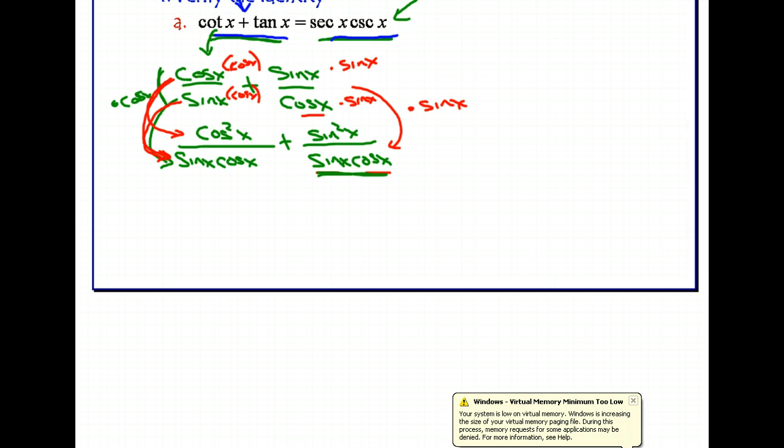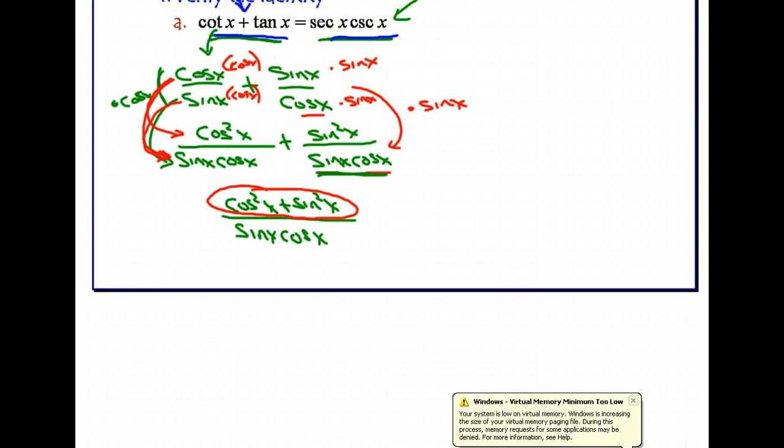Now with fractions, when you have a common denominator, which is sine cosine, you can add the tops. So in the top, I get cosine squared plus sine squared. Maybe now you're seeing how this is going to work out. Because on the top, cosine squared plus sine squared, that should ring a bell. That's a trig identity, one of your Pythagorean identities.